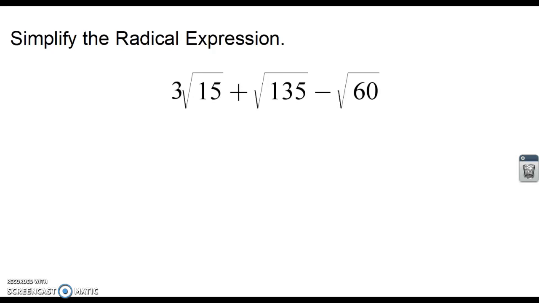Same situation here. I just have 3 radical expressions or radical terms here, so I want to see if I can simplify. Well, 3 times 5, that's not going to help us. There's no perfect squares, so 3 times the square root of 15 is going to be the same.